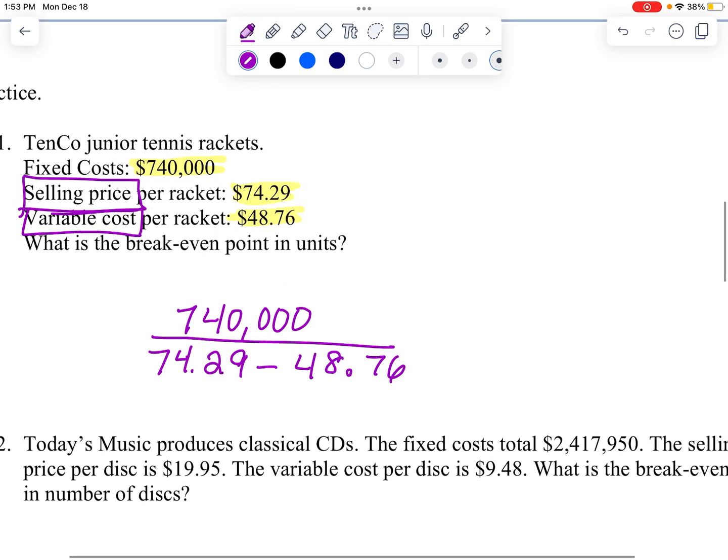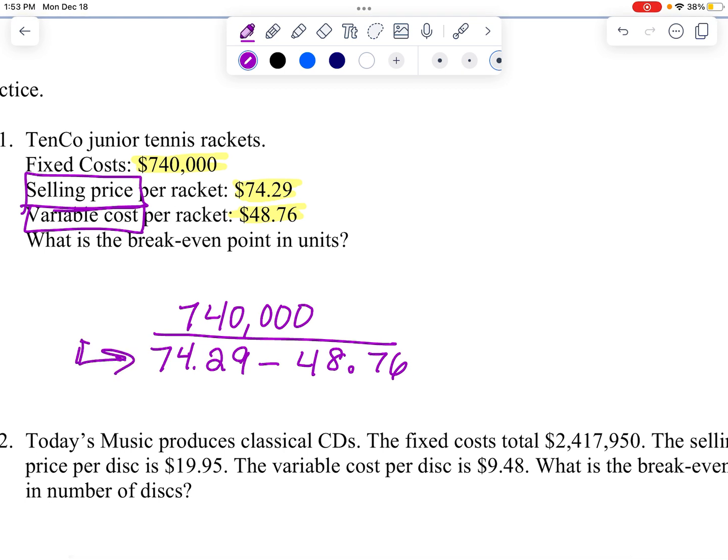And if anyone jumps ahead, you can go ahead and do the bottom part first, by subtracting these numbers.